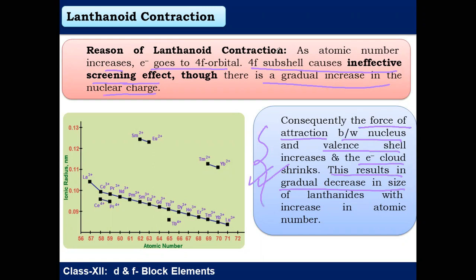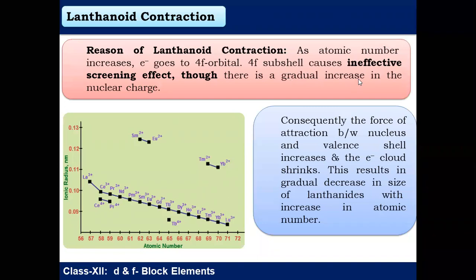And point number three is that the attraction for the outermost electron cloud is gradually increasing because there is a gradual increase in the number of protons. So this in combination causes a gradual decrease in the size of elements as one moves from left to right, from cerium 3+ ion to lutetium 3+ ion. Size is decreasing, and this is why lanthanoid contraction.